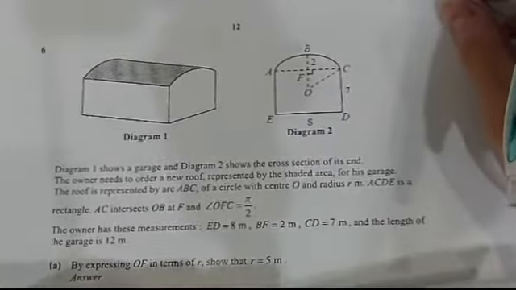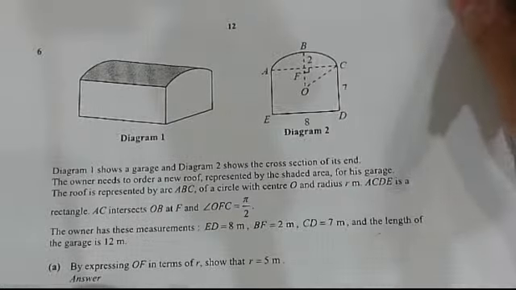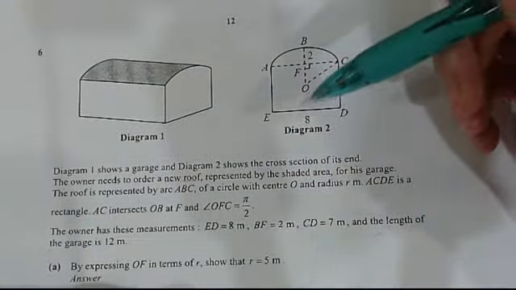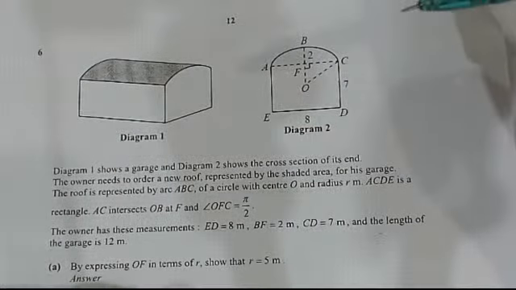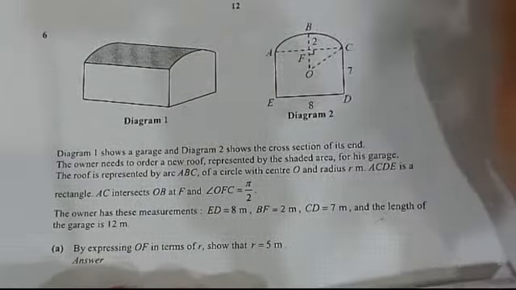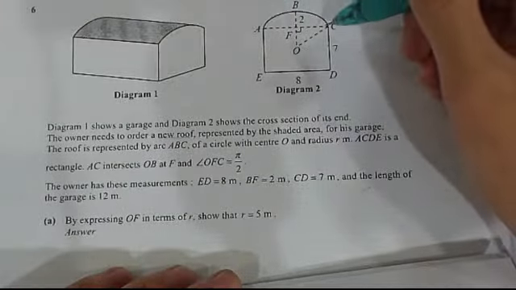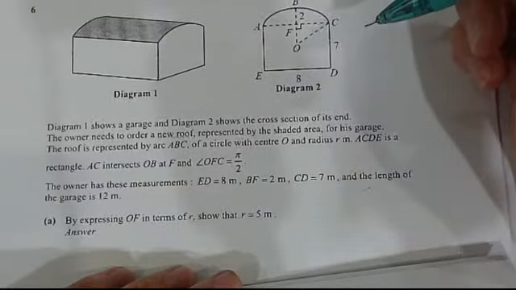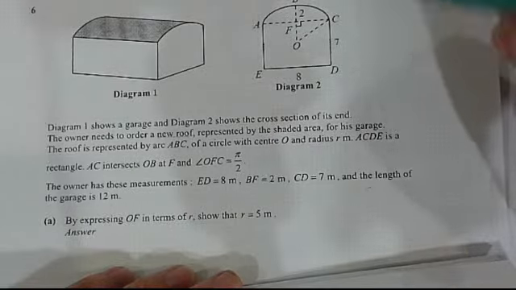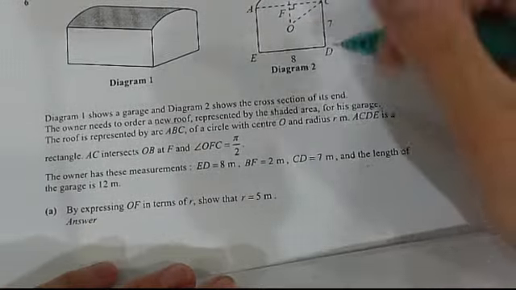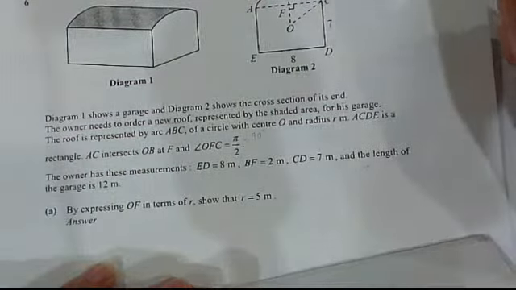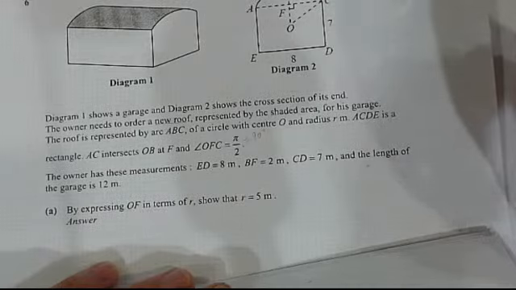Diagram 1 shows a garage and diagram 2 shows the cross section of its end. The owner needs to order a new roof. Shaded area for his garage. The roof is represented by arc ABC with center O. Okay, so ABC is a circle. ACDE is a rectangle. Okay, angle OFC is equal to pi over 2. I like to mentally convert radians to degrees in my head because I can't do anything in radians, bro.